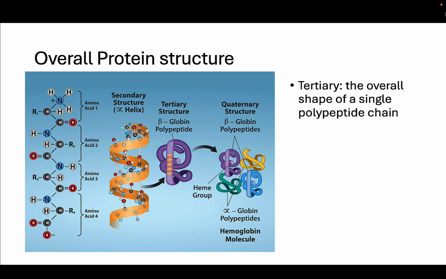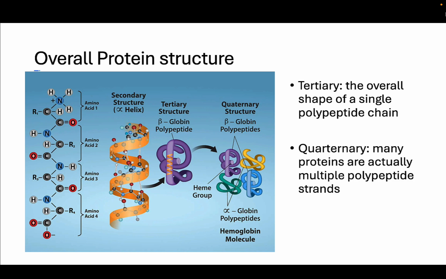The tertiary structure is going to be the overall shape of just one polypeptide chain, but proteins do in fact often have multiple polypeptide chains. Hemoglobin, for example, has a heme group plus 4 polypeptide chains. So it's more complicated than just a single polypeptide chain. It can be multiple chains coming together to form a larger functional protein. That's the quaternary structure.